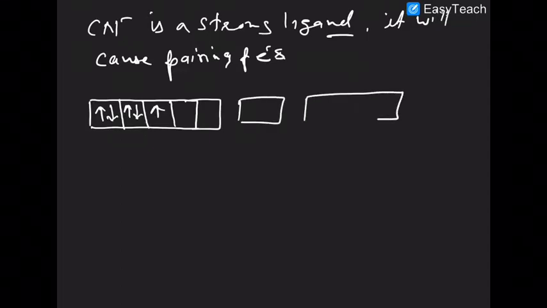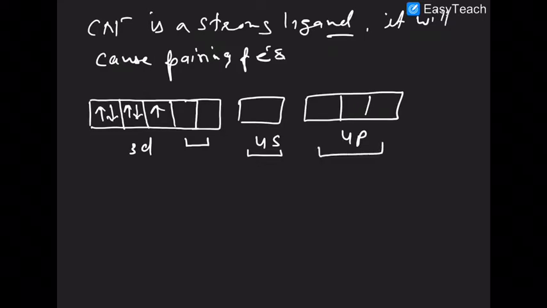So 3d orbitals, 4s orbital and 4p orbitals. Now these are the 2 d orbitals, this is the 4s orbital and that is the 4p orbital. What will happen? 6 cyanide ions will donate their lone pairs here. How will they donate? One will go here, the other will go here. So it becomes d2sp3.